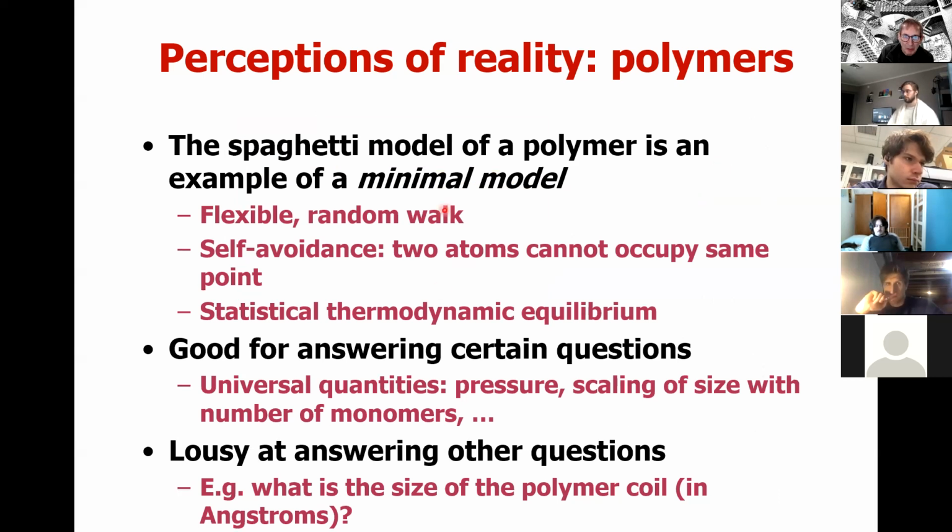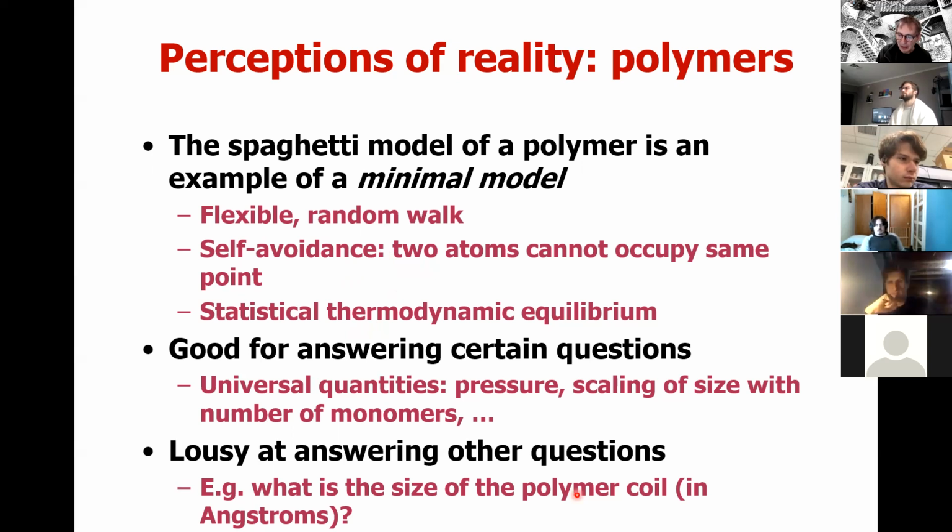So basically what I've told you is that the spaghetti model of a polymer is an example of a minimal model. It's flexible, a random walk, that's one model, it's too simple. You can make it a little bit more realistic by adding self-avoidance. But anything else that you add, at least for the questions that we're interested in asking as, say, a physicist or a physical chemist, would be excessive realism, not necessary. So the model is good at answering some questions and lousy at answering other questions, like what is the size of the polymer in angstroms? Not a good way to answer those sorts of questions.